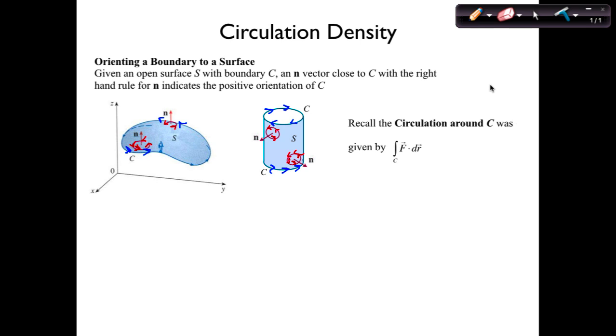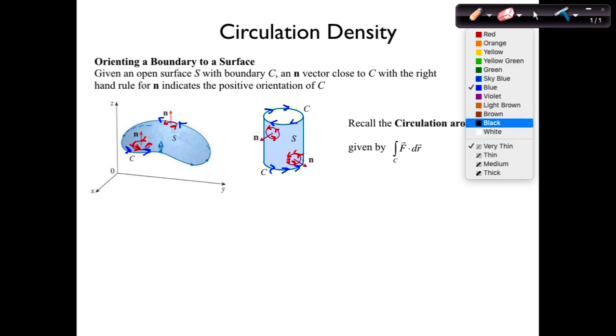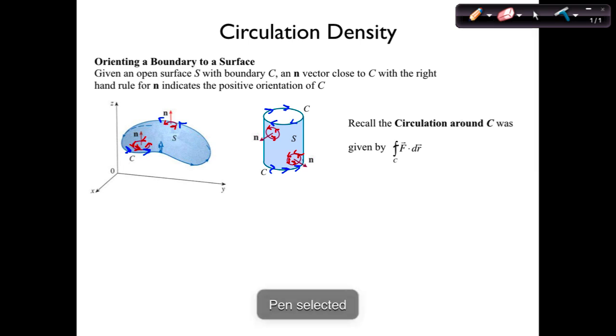Okay, so recall the circulation around C was given by this integral here. And remember, if it's a circulation integral, we could put a little circle on the integral sign. And that's just a line integral around a closed loop, right? The line integral around a closed loop is called a circulation integral.